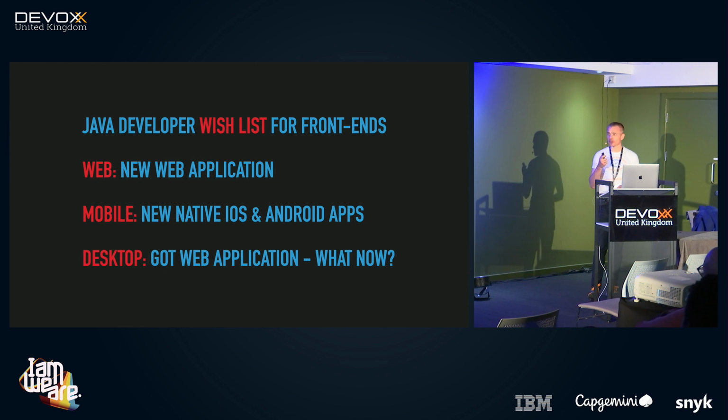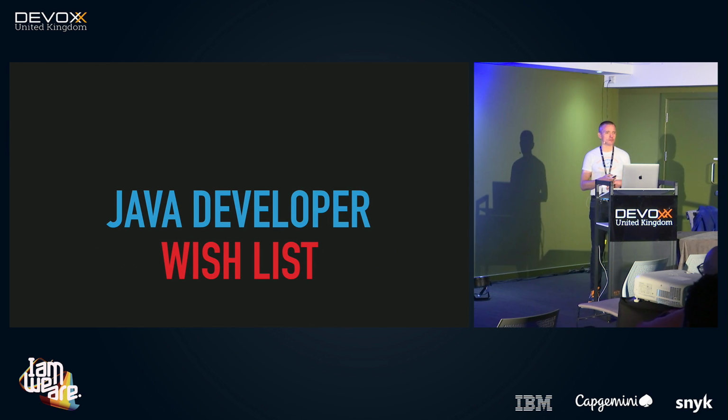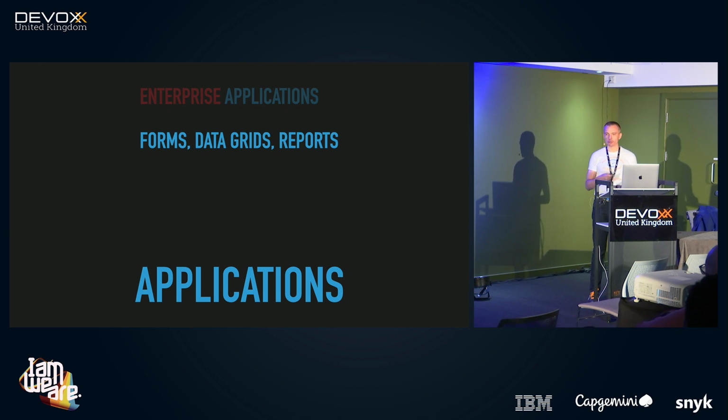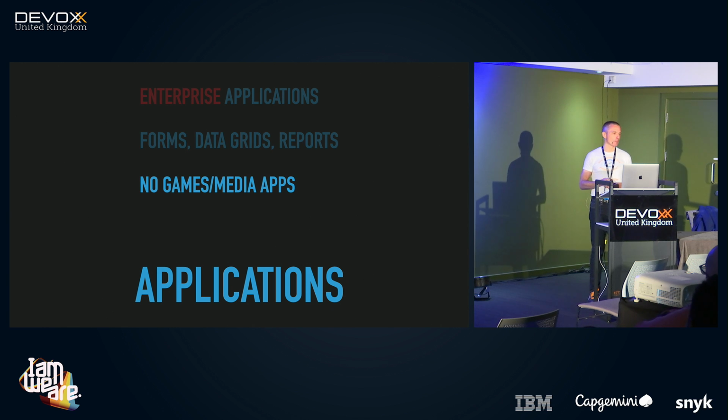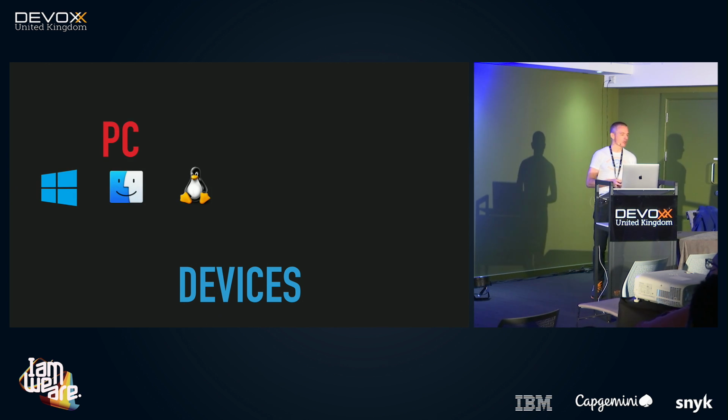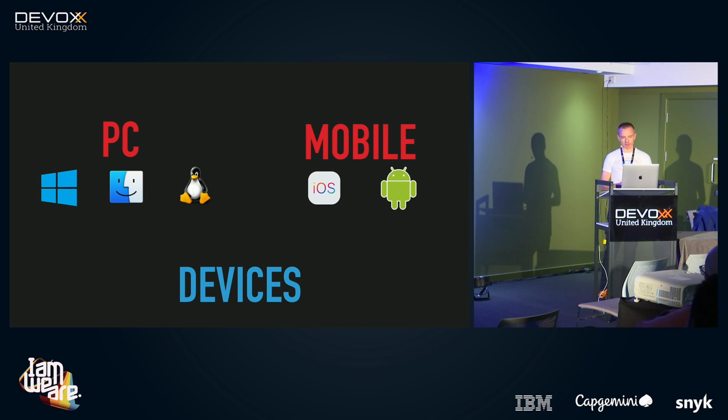So let's get started with this wish list. What are we actually talking about? What kind of applications am I talking about? I mean, we're Java developers, which means it's enterprise applications. Reports, forms, data grids, this kind of stuff. So we're not talking about media applications or games or any of that stuff. Now, what devices? It's the enterprise. So we've got PC, Windows, Mac, and Linux, and we've got increasingly mobile devices.